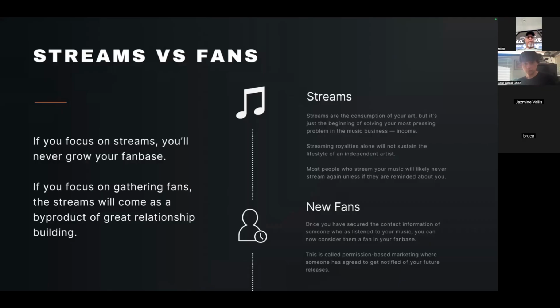And I'm not going to go too much in depth, but I did want to give you some definitions to screenshot. So go ahead and screenshot this or do whatever you want. But here's the thing. If you focus on streams only, you'll never grow your fan base. But if you're focusing on gathering fans, the streams will come as a byproduct of great relationship building. Okay. Because there's so much more than just getting streams if you want to take people on the full fan journey. So go ahead and take a screenshot of this really quick.